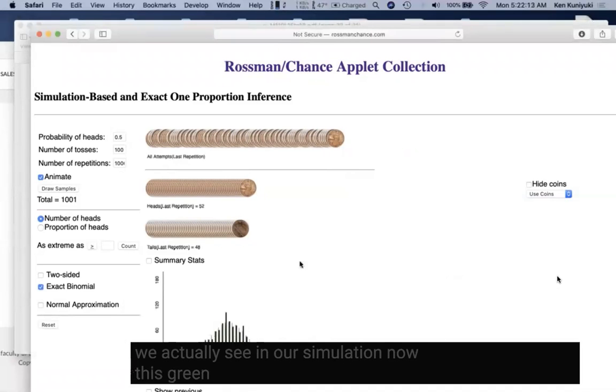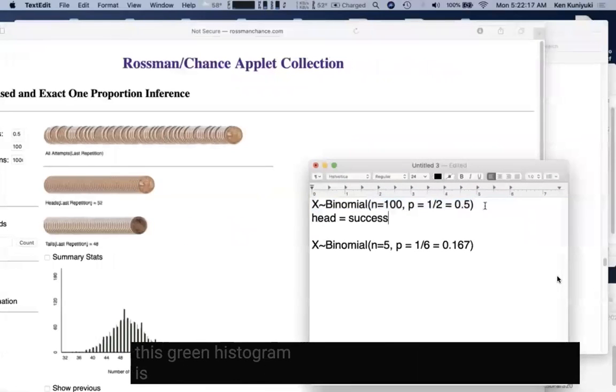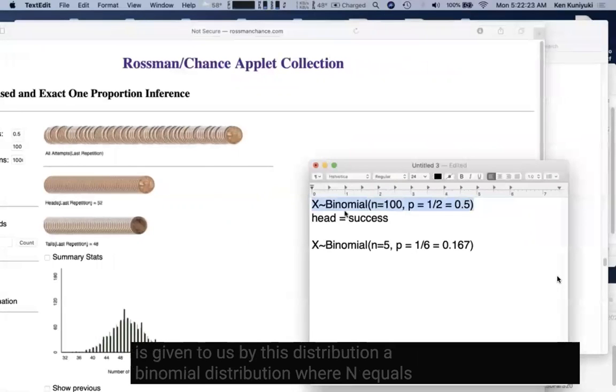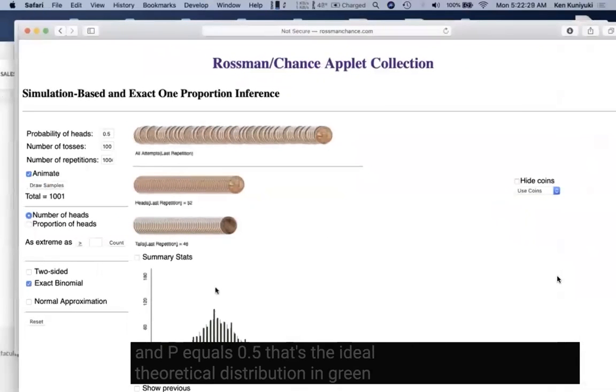Now, this green histogram is given to us by this distribution, a binomial distribution where n equals 100 and p equals 0.5. That's the ideal theoretical distribution in green.